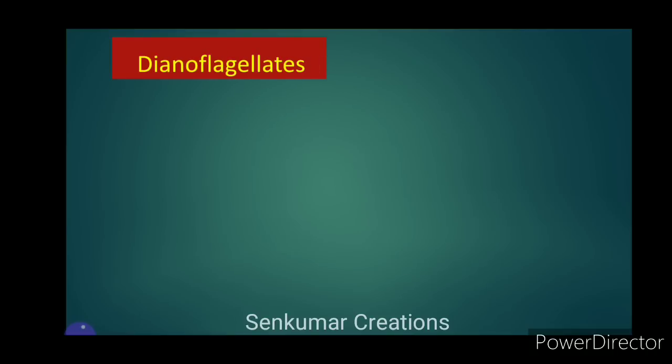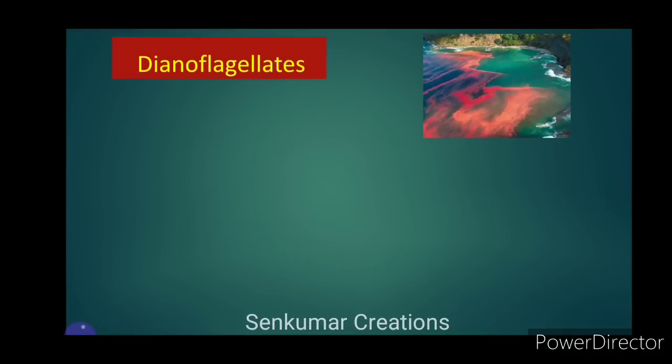Dinoflagellates. So three groups we have seen. The first one is chrysophytes, and then dinoflagellates. Now see this picture. Dinoflagellates are always making the red tide in the ocean, and it has a harmful effect. It absorbs more oxygen, and oxygen deficiency takes place wherever dinoflagellates are present in the ocean, and it looks like a red color in the ocean. We call it a red tide.